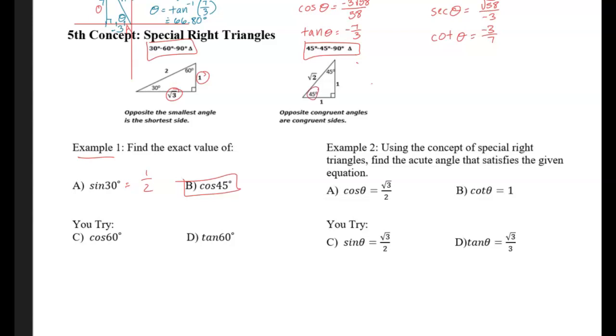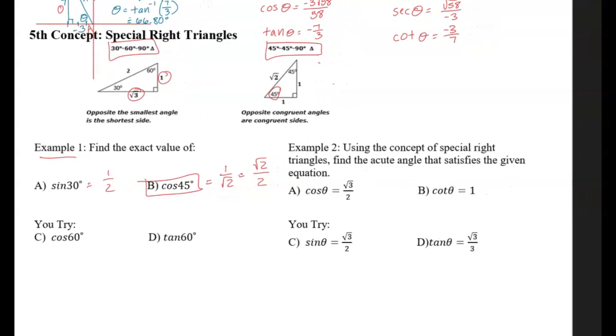So I'm going to choose this bottom one here. And we know cosine is adjacent over hypotenuse. So that means our adjacent is going to be 1, and our hypotenuse is square root of 2. So it's going to be 1 over square root of 2, but we cannot leave that square root of 2 in the denominator. We can't have a radical in the denominator, so what we do is we rationalize it by multiplying both the top and the bottom by the square root of 2, and we end up with square root of 2 over 2. And then in example 2, now we're working the other way.